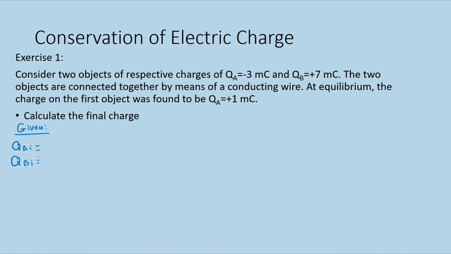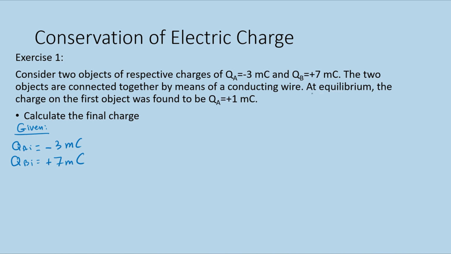How did I know that I'm talking about the initial values? Consider two objects of respective charges QA and QB, and then the two objects are connected by means of a conducting wire. So the -3 millicoulombs for A and the +7 millicoulombs for B were given before the connection was made, which means this is the initial condition. So QA initial is -3 millicoulombs and QB initial is +7 millicoulombs.